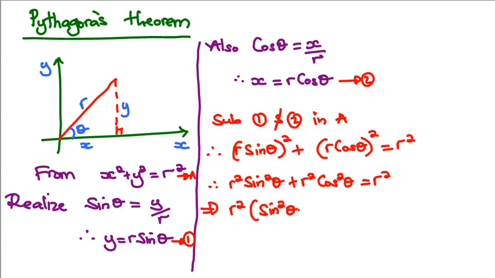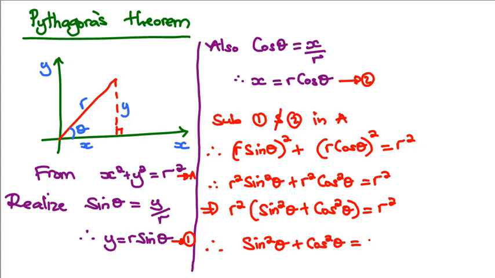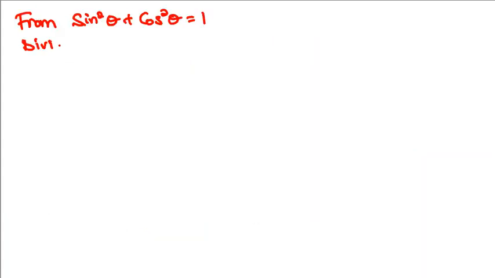Now on the left hand side, you realize r squared is our common factor, so we pull it out and remain with sine squared theta plus cos squared theta inside the brackets, which is equal to r squared. Now when we divide on both sides by r squared, you'll obtain sine squared theta plus cos squared theta is equal to 1, which is our first equation from the Pythagoras theorem.